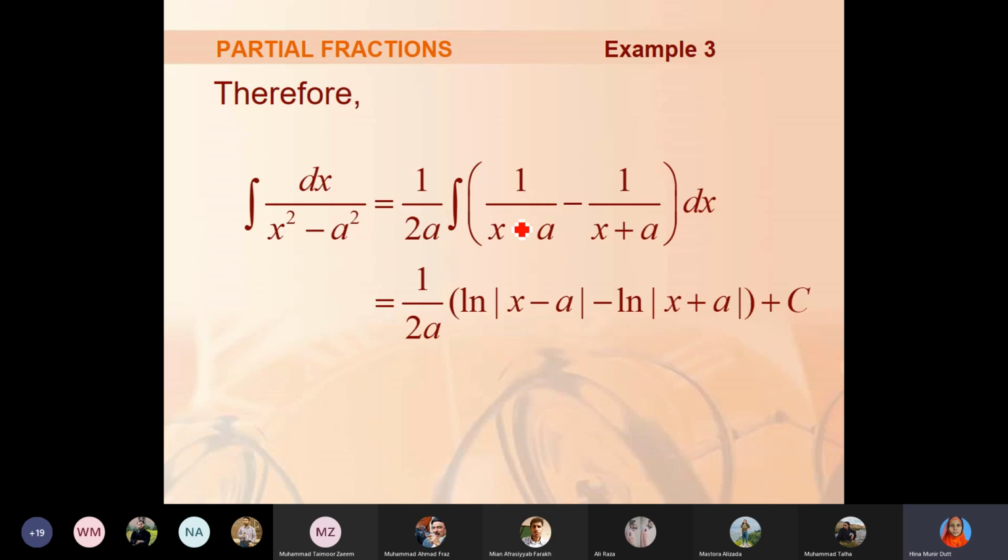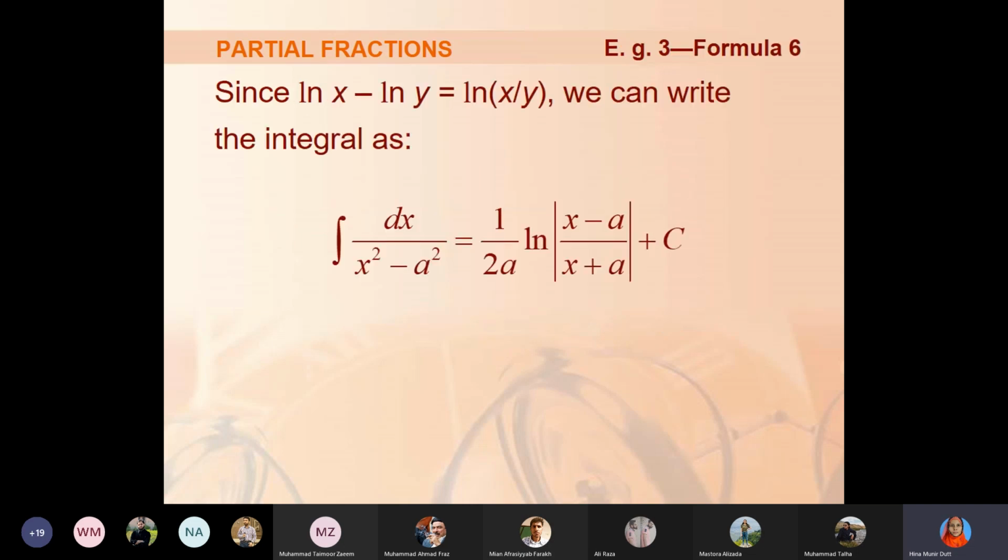The coefficient of 1 over x minus a is 1 over 2a, and the unknown for the factor x plus a is minus 1 over 2a, right? And then do the integration process. This integration is very simple. Now you can apply the property of logarithm and write it in this. Okay.